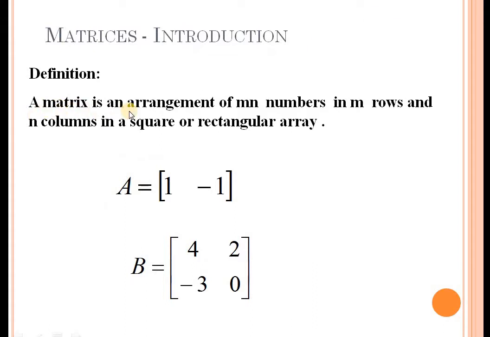A matrix is an arrangement of mn numbers in m rows and n columns in a square or rectangular array. See the example: an arrangement of these four numbers in two rows and two columns.